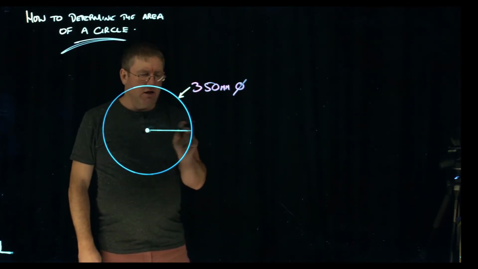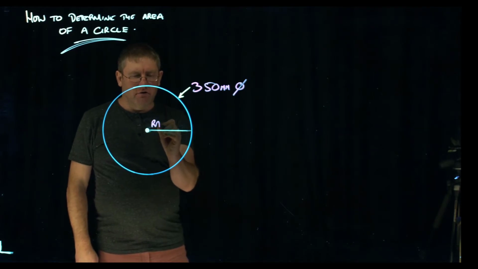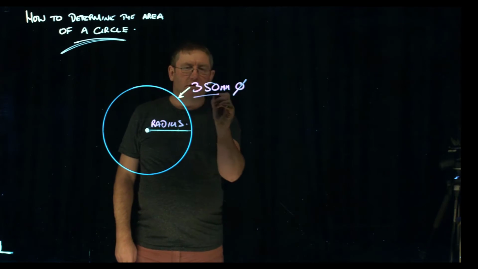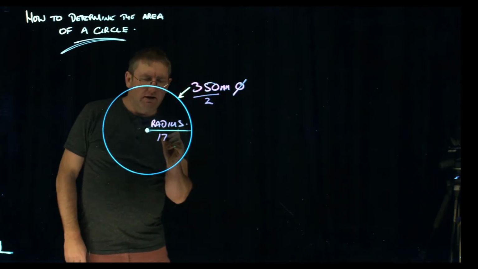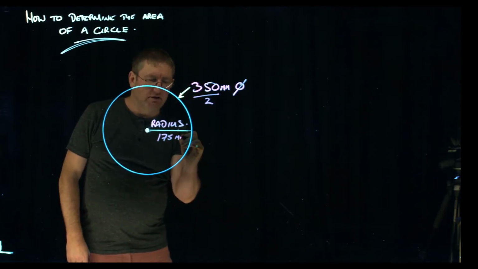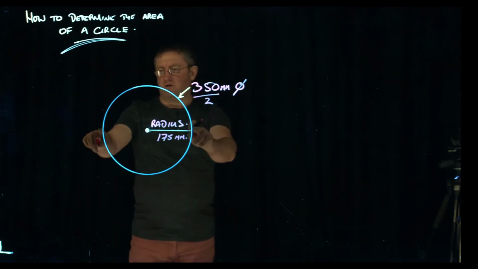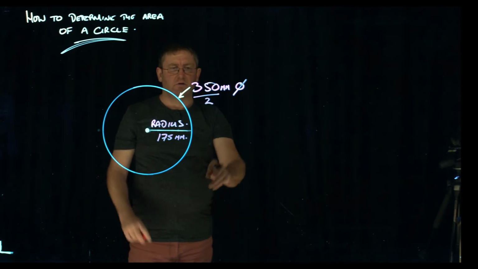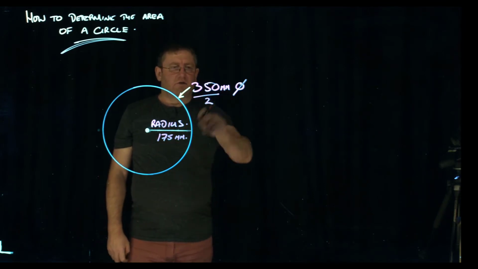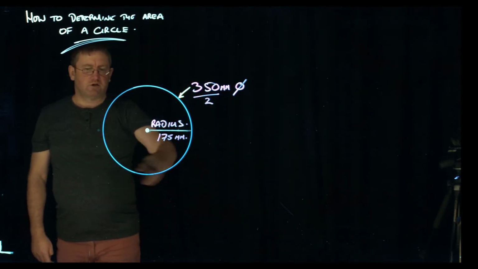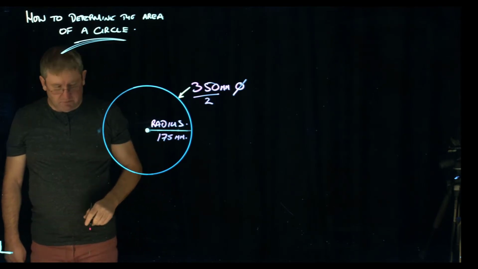The centre to the outside edge, for those that can't remember, is known as the radius. So if I divide this by 2, the radius in this circle is 175 millimeters. From outside to outside, being the diameter right across through the centre, is 350 millimeters. So I want to work out the surface area of this circle.